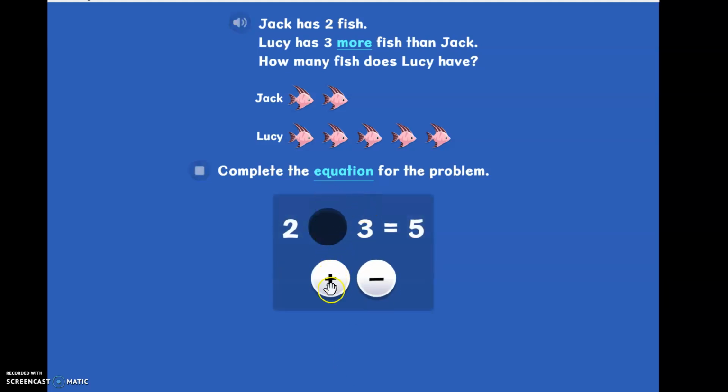Complete the equation for the problem. This is easy peasy. We're adding. So Jack had 2 fish. Lucy had 3 more. So you have to add the 2 from what Jack had to the 3 more. And that gives you 5.